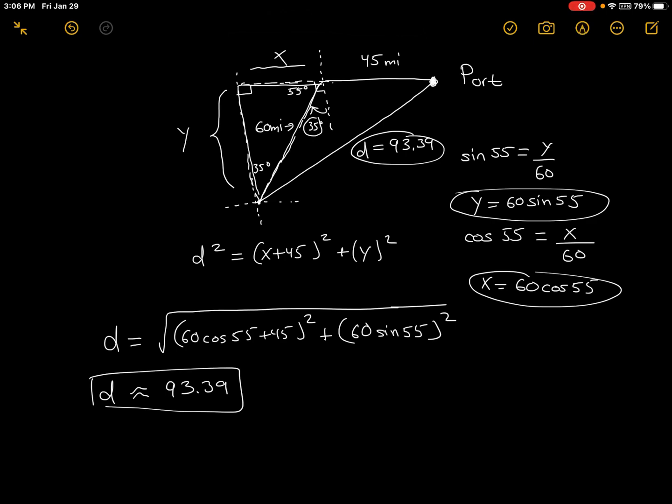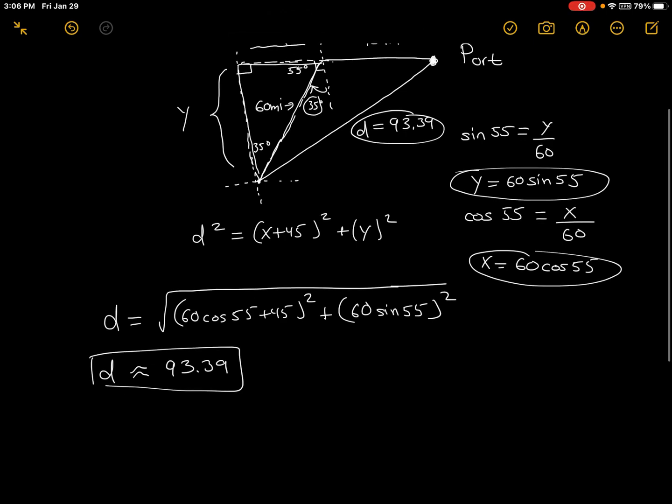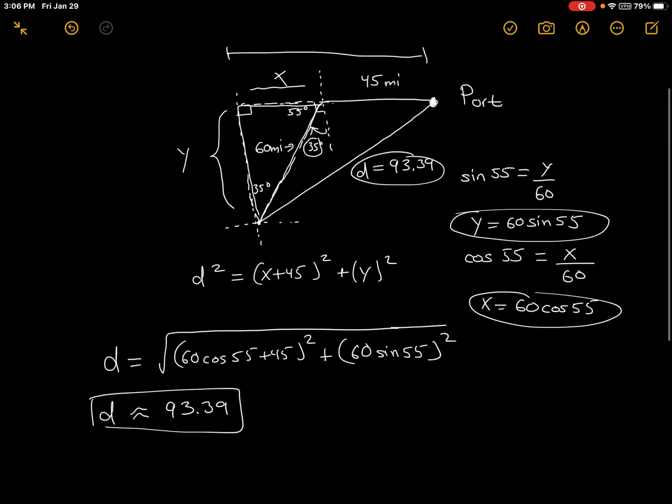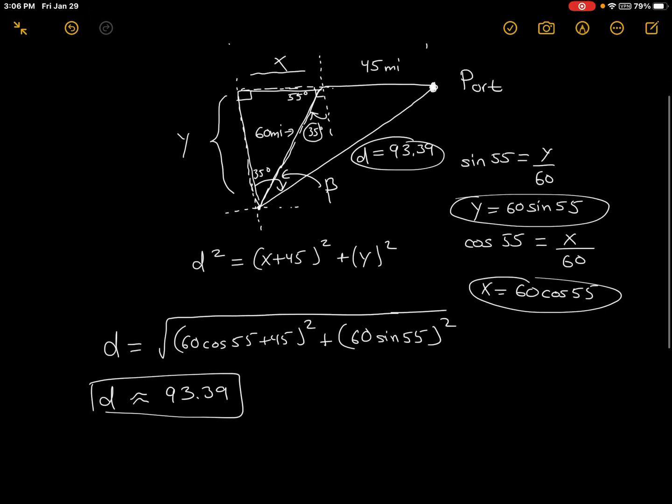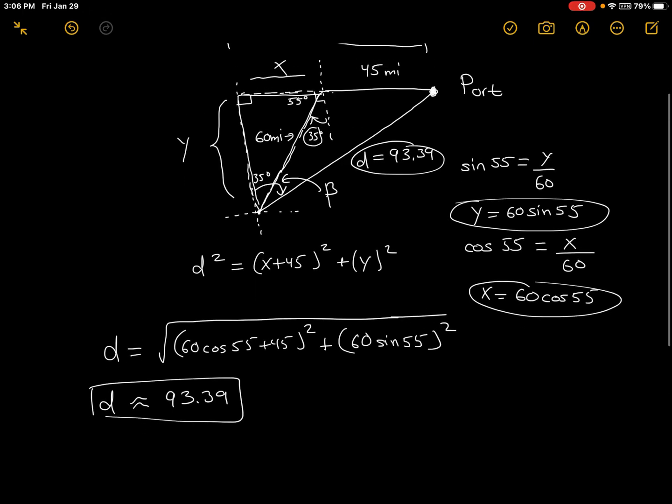All right, so the mistake that was made in class is the other part of the question, which is asking you to find the bearing. In order for me to find the bearing, I need to know what this angle is. We'll call this angle that I drew an arrow, we'll call that beta. And now I need to focus on the big right triangle. I already know that y is 60 sine 55. If you want to enter that on your calculator, you can.